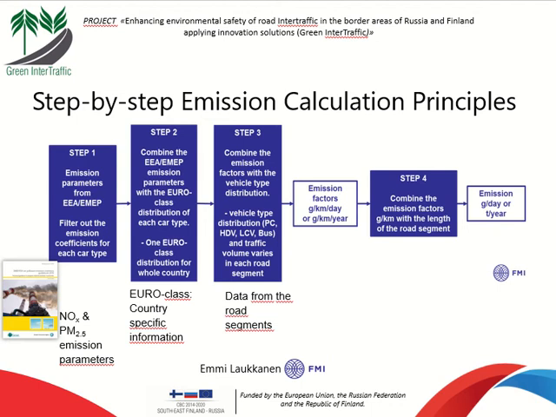The information is combined together in steps 1, 2 and 3. Basically, it's just mathematics with multiplications and additions, and then we get the emission factors in grams per kilometer per day. The total emissions are then multiplied with the length of each road segment and then we get the emissions in units of grams per day or tons per year.